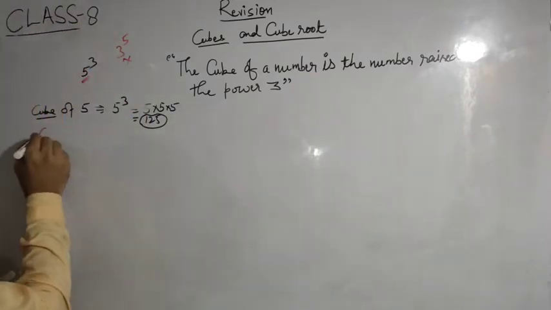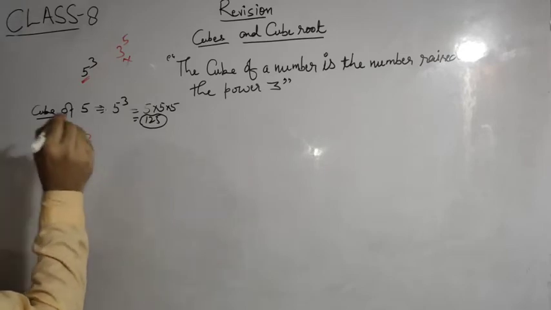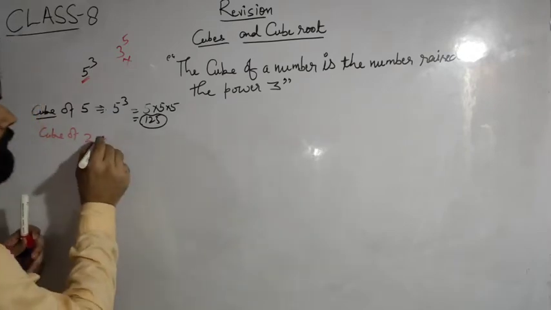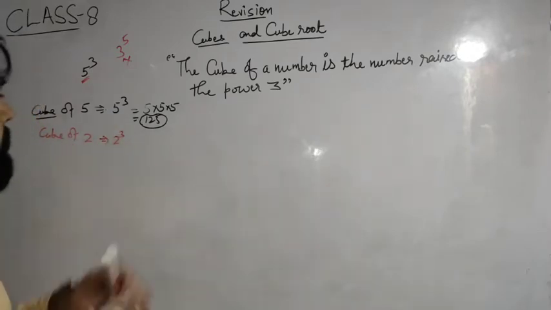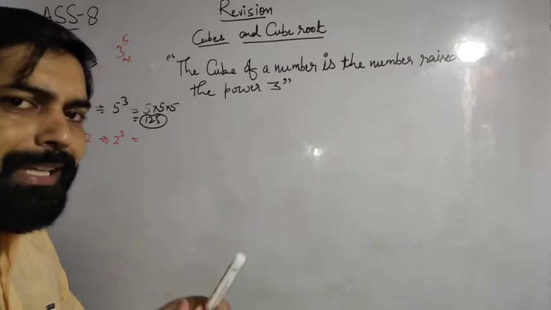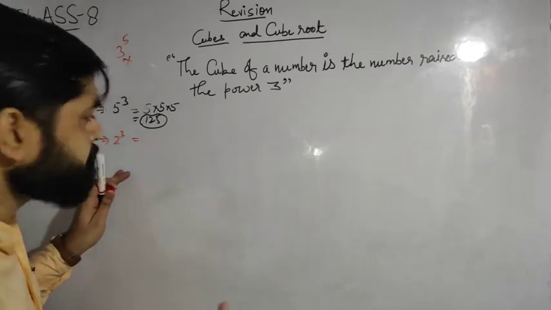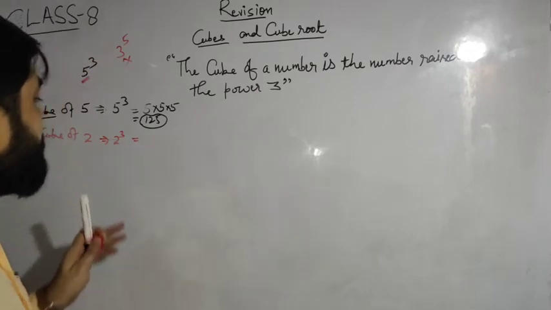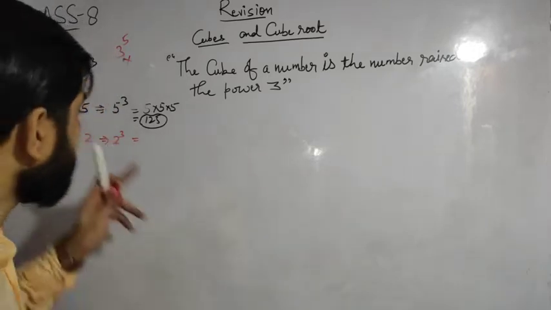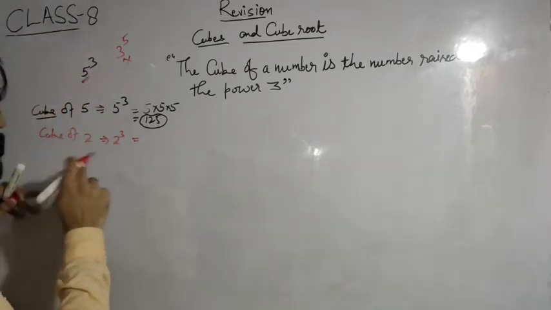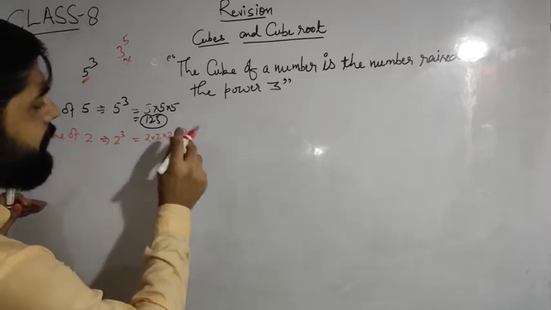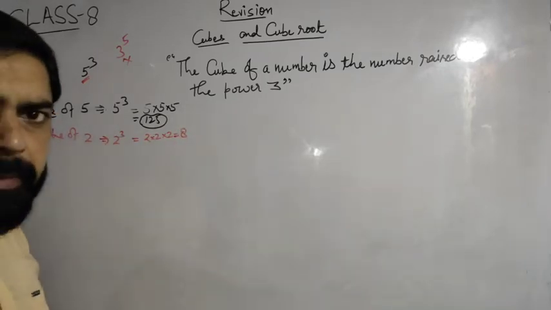Now if the question is saying, write the cube of 2, how can we find the cube of 2? Just write 2 raised to the power 3. Then we expand it, according to the exponential form or expanded form. जैसे आप exponential को expand करते हो according to the power, we multiply the number according to the power. The question is asking what is the cube of 2, so 2 multiplied by 2 multiplied by 2, which is 8. So 8 will be the cube of 2.